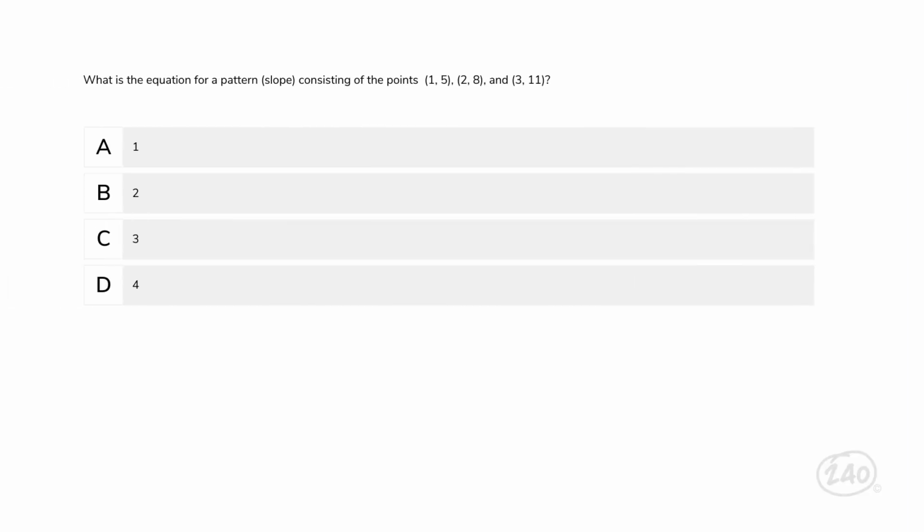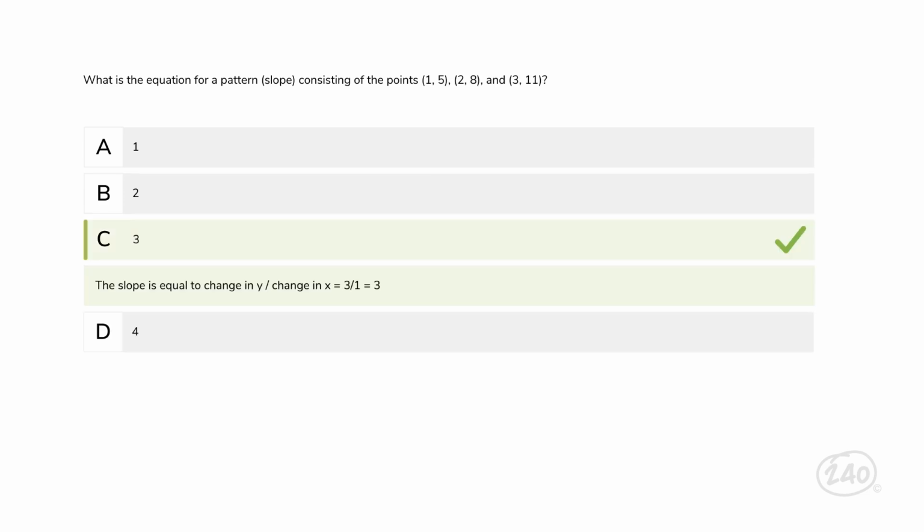Last up in the algebra category is patterns. What is the equation for a pattern consisting of the points (1, 5), (2, 8), and (3, 11)? Our x values increase by 1, and our y values increase by 3. So 3 over 1 is 3.